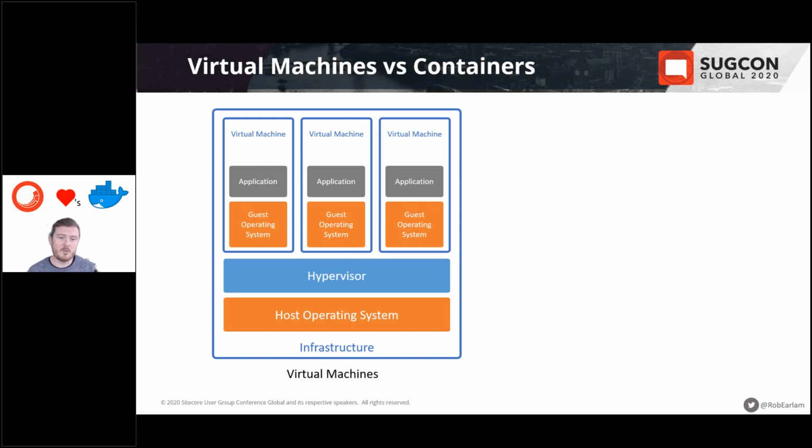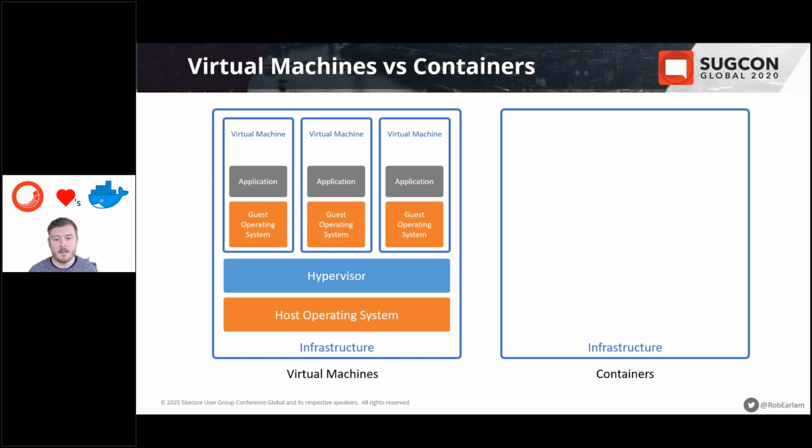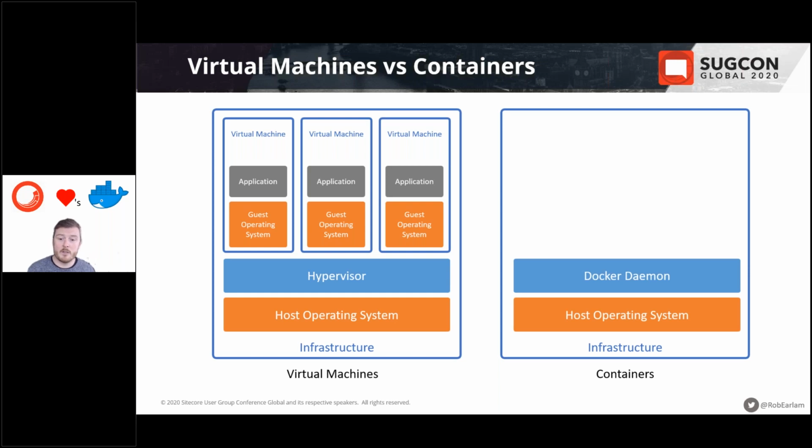And containers approach this virtualization issue from a slightly different angle. You still have your infrastructure. You still have your host operating system. But instead of using a hypervisor, now we're going to use a Docker daemon instead. And the Docker daemon basically allows you to share the native host operating system elements. So you directly share the kernel from the host operating system, the CPU, and the RAM. All of this is shared directly.